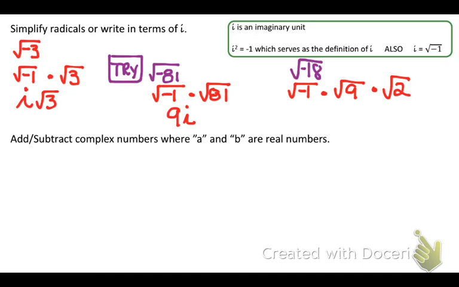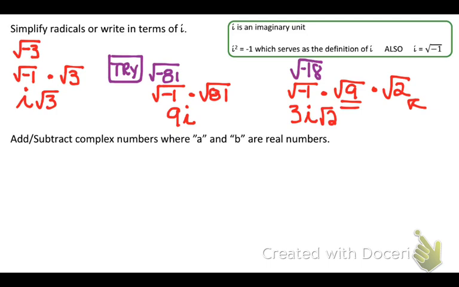Okay, so the first one, we have the square root of -1 times the square root of 81. We can simplify both, and we end up with 9i. When we work the second one, the square root of negative 18, I broke it up into 3 separate radicals. So the square root of 9 is 3. The square root of negative 1 is i, and we cannot do anything with the square root of 2, so I just bring that down.